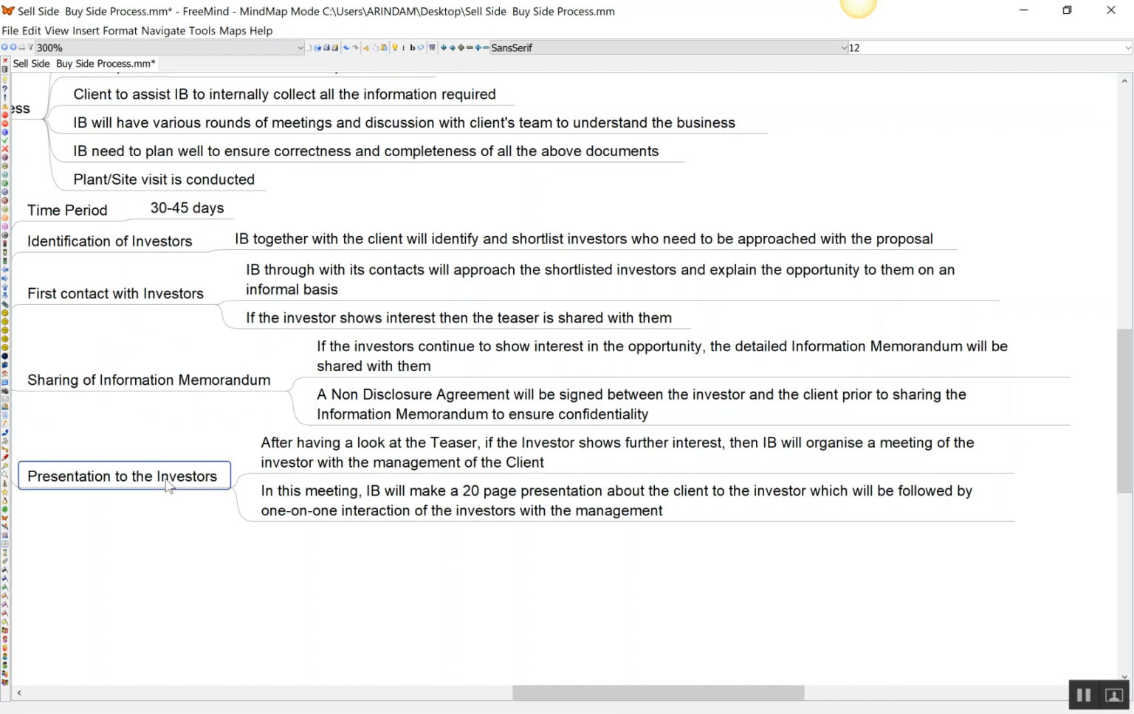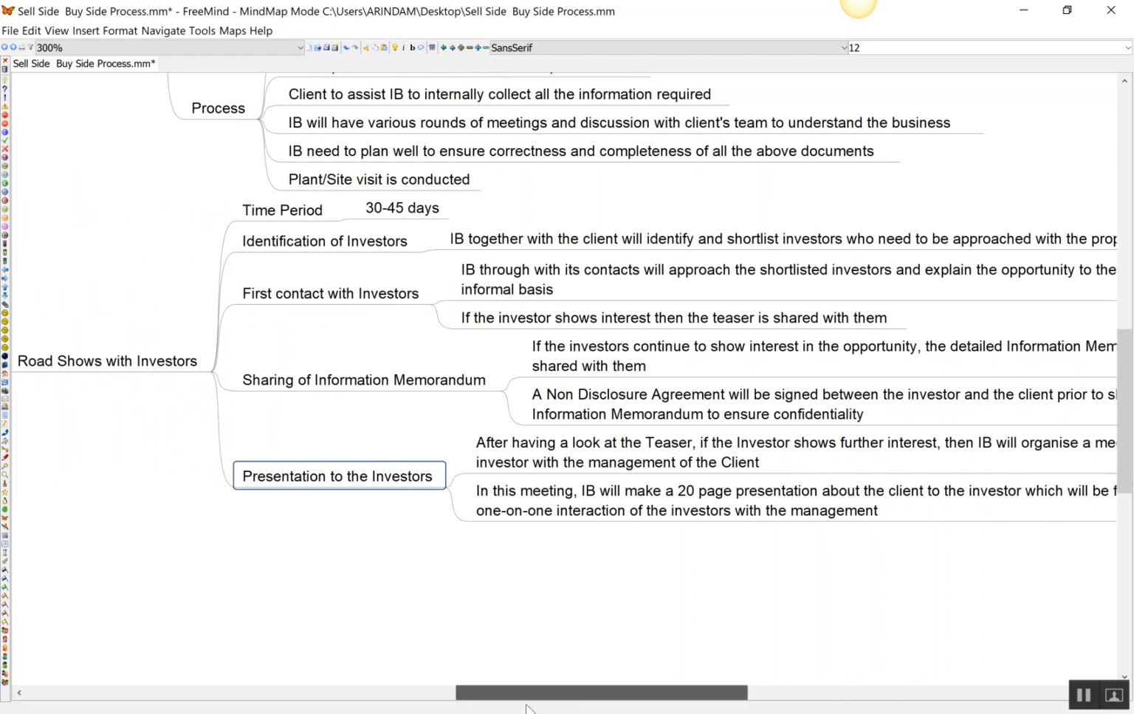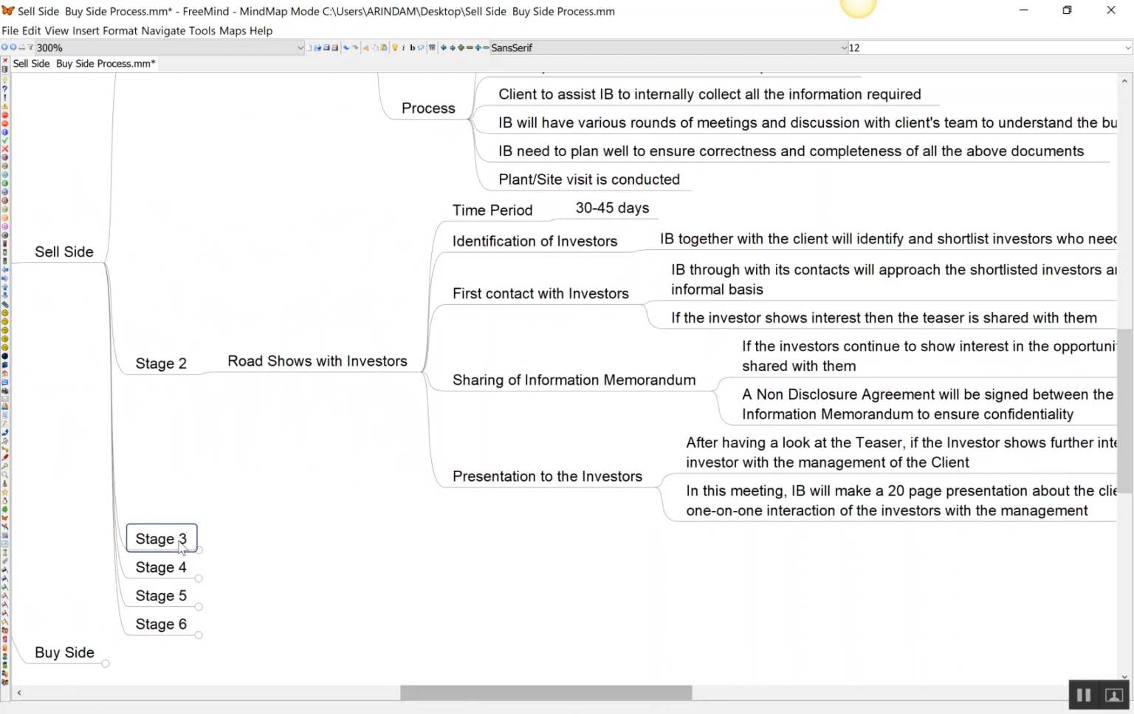After having a look at the teaser, if the investor shows further interest, then the IB will organize a meeting of the investor with the management of the client. In this meeting, the IB will make a 20-page presentation about the client to the investor, which will be followed by one-to-one interaction of the investor with the management. So this is what takes shape in stage 2.